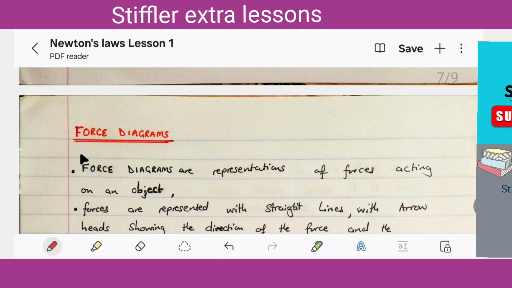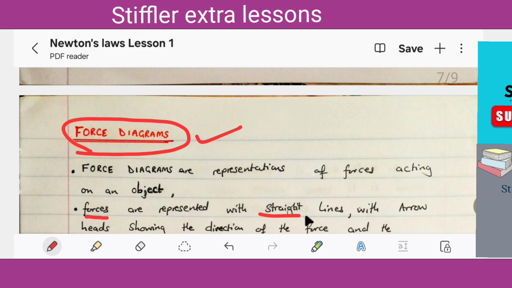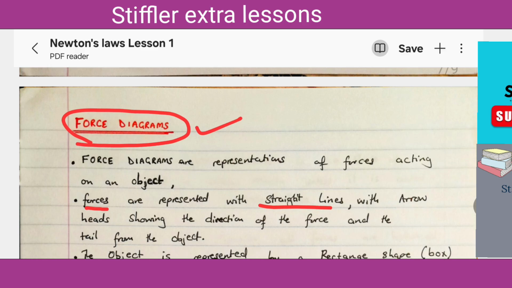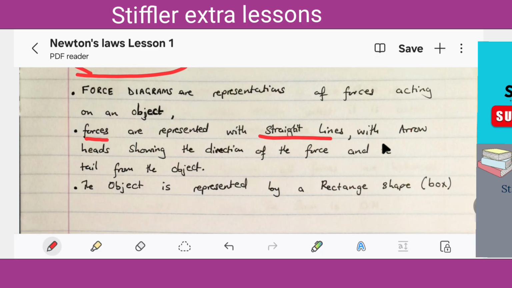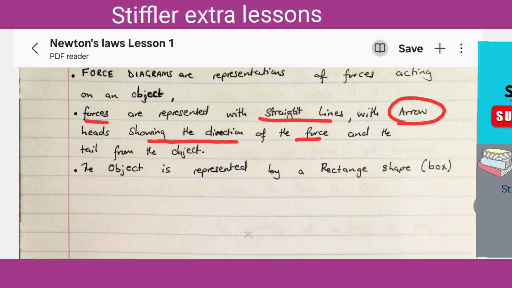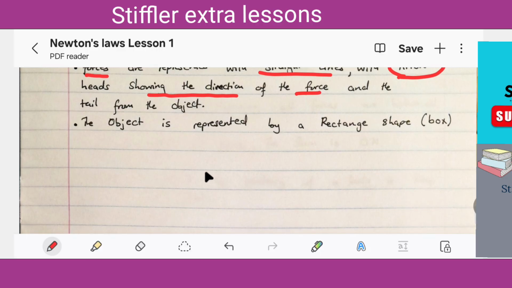So there are two ways of representing the forces acting on an object. The first way is the force diagram. Forces are represented by straight lines. These straight lines have an arrowhead, which shows the direction the force is going, and the tail comes from the object, while the object is represented by a rectangular shape or a box.